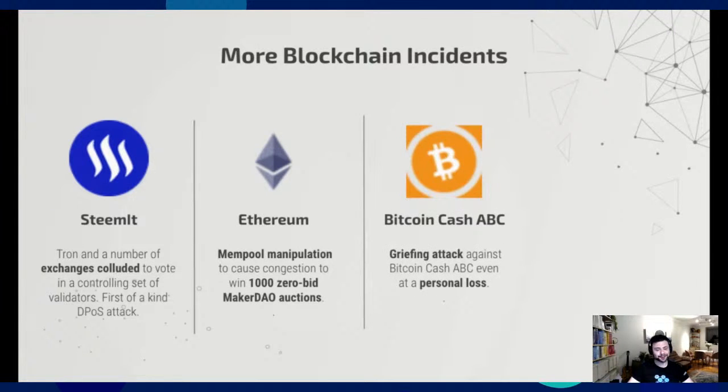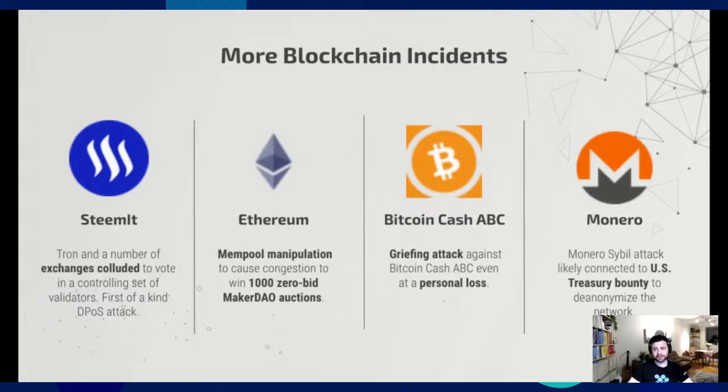Bitcoin Cash ABC is unique. If you're not familiar, Bitcoin Cash split off from Bitcoin, and then Bitcoin Cash itself split off into BSV, and then later on Bitcoin Cash ABC after they had disagreements. Well, someone was not too happy with that split, so they launched a griefing attack where they 51% attacked the coin, and they were not looking for any personal profit. They were basically trying to shut down the network, even at their personal loss. That attack was happening for a few weeks until the attacker gave up.